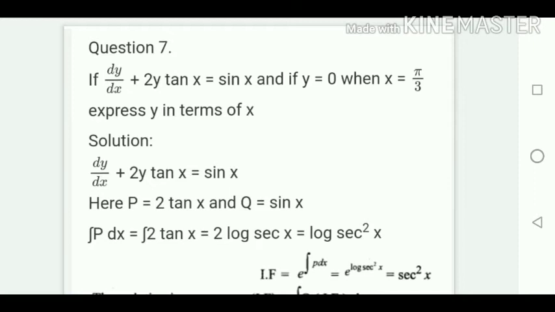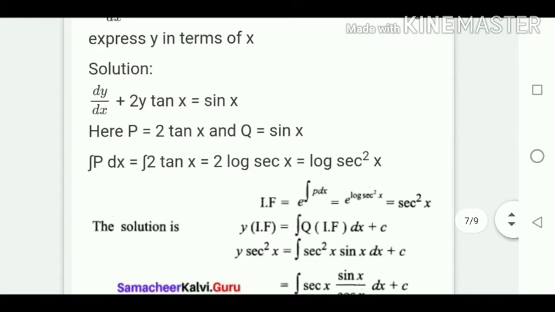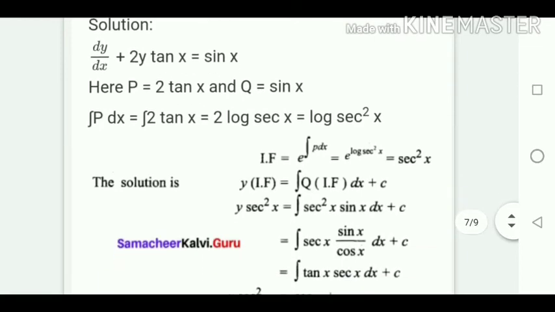After that we have to find integration of p dx. So integration of p equal to 2 tan x, we are getting 2 log secant x, equal to log secant square x after converting it into a power of secant. Then we find the value of IF. So e power integration p dx equal to e power log secant square x. Log is cancelled, we are getting secant square x as IF.